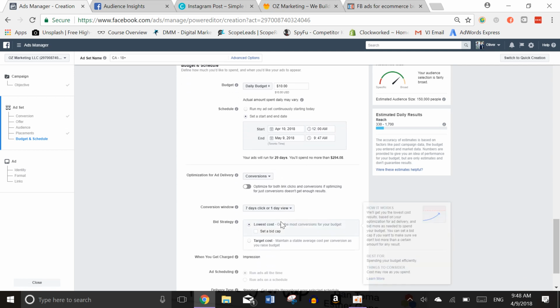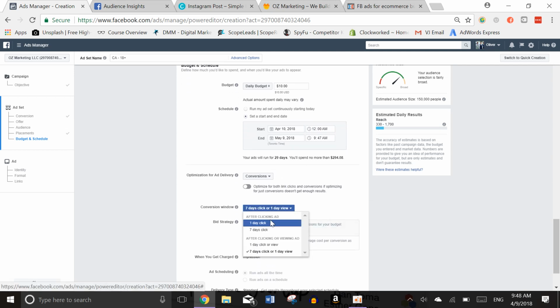Perfect. Okay. Here, you always want to be starting with a 1-day click conversion window, okay? Because that's going to improve your conversions. And once you've got some solid data on this ad, then you can start selecting 7-day clicks. But first, start with 1-day click.